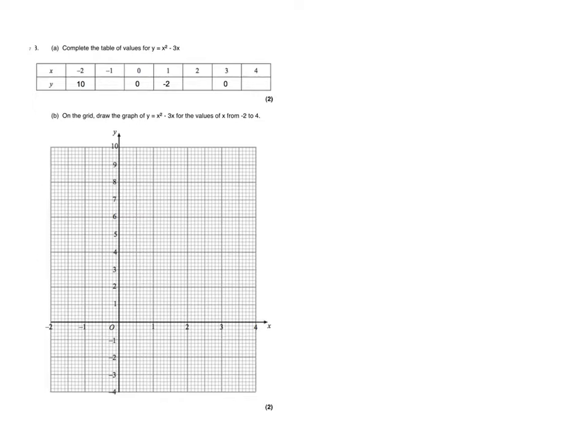Complete the table of values for y equals x squared take away 3x. So if I just write that up here, y equals x squared take away 3x, and then these are our values of x for which we're going to be substituting. Remember, when you're plotting a graph, when you're doing the table of values, always start from the positive end. So I'm going to put x is 4 first.